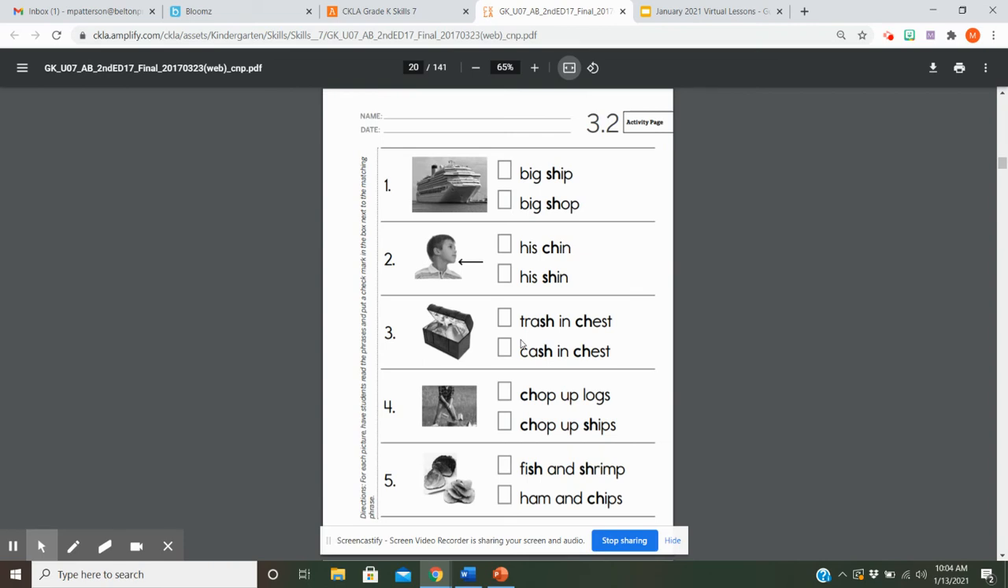Okay? Now, we've talked about the sh and ch sound, right? Yes, we have. So we're going to look at these pictures and then color in the box of the word that matches the picture, okay? Or the phrase that matches the picture, okay? So let's go through this together. Number 1, this is a picture of a big ship. A big ship. So color in the box of the phrase, this first one or the second one, that says big ship.